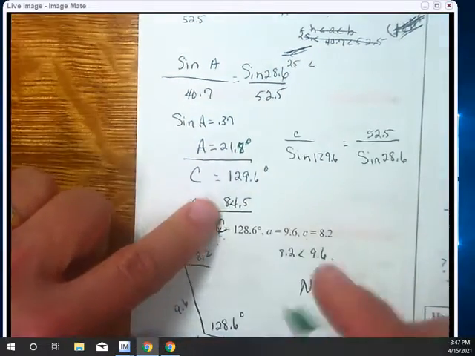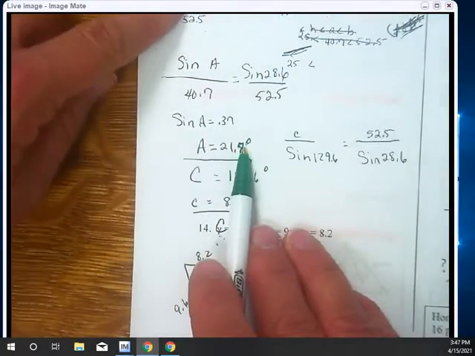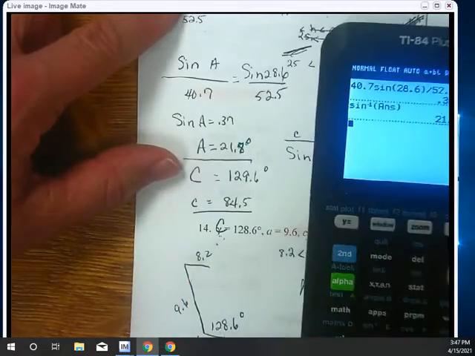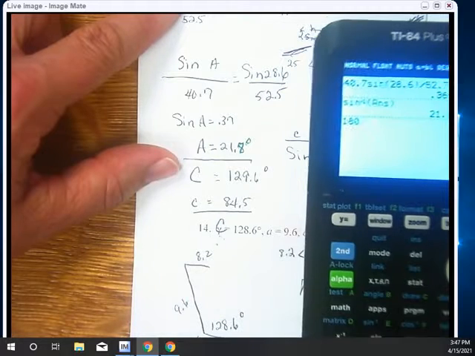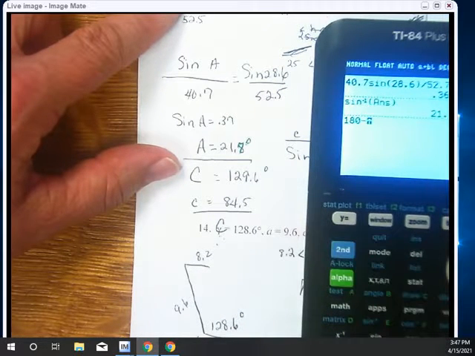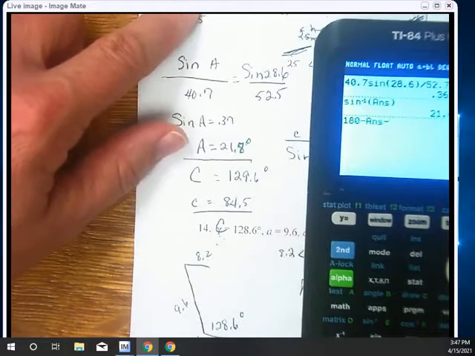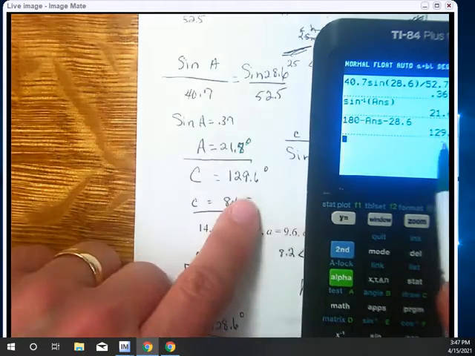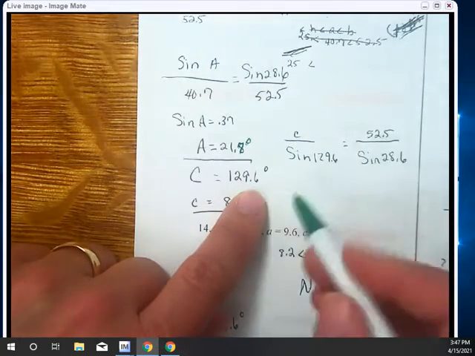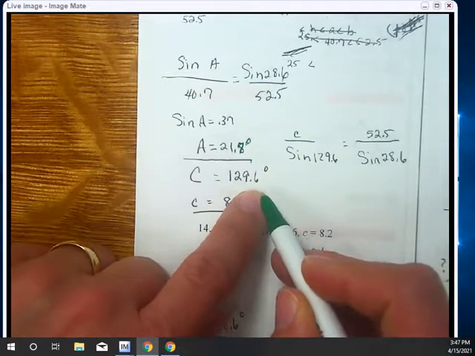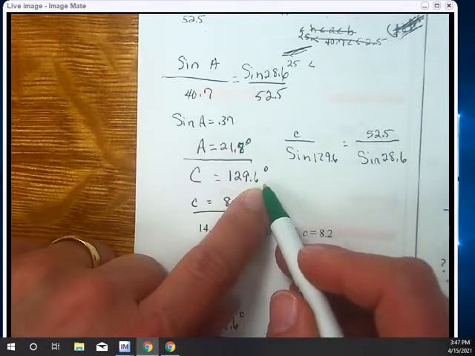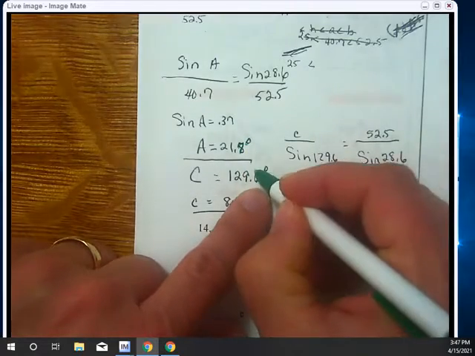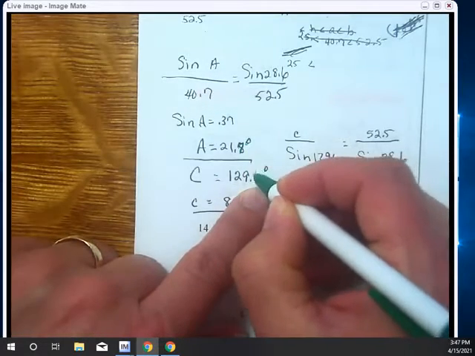I know that in a triangle, all 3 angles add up to 180 degrees. So in my calculator, I'm going to do the 180 minus the answer that I just got, minus the 28.6, which was the given. That gives me 129.7 if you used the answer. If you didn't use the answer, if you rounded it and used the 21.7, you're going to get the 129.6.